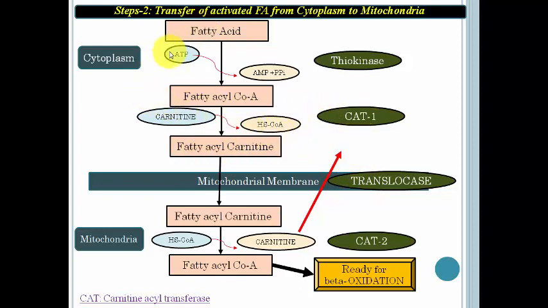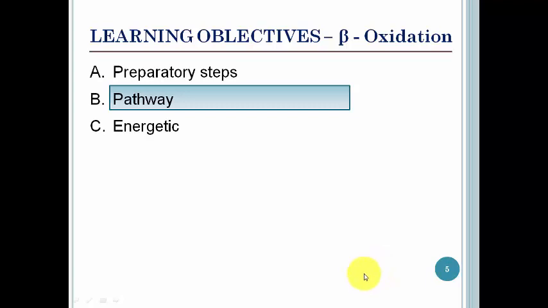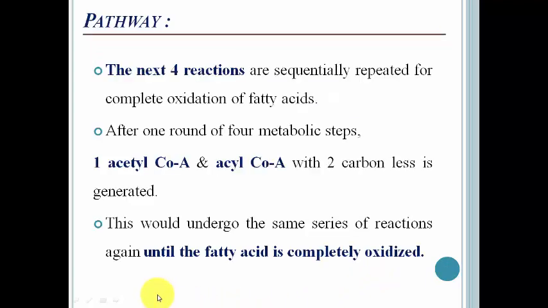So this is how the preparation for beta oxidation will occur. This fatty acid, first it has been activated, then it has bound to carnitine and formed fatty acyl carnitine, it has crossed the mitochondrial membrane with the help of the enzyme embedded in the membrane, that is translocase, and again it has been reconverted to fatty acyl CoA with the enzyme CAT2. Now this substrate is ready for beta oxidation. So now we are moving further to the pathway itself.